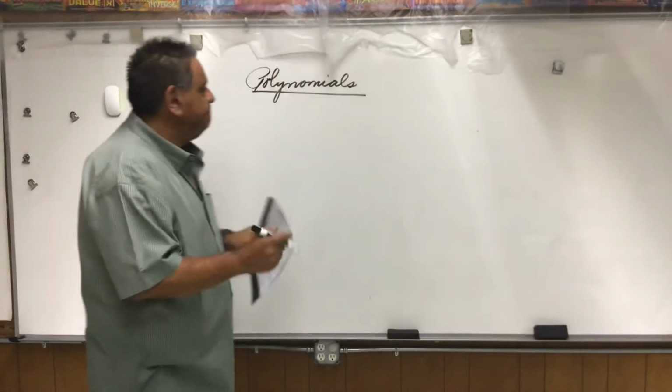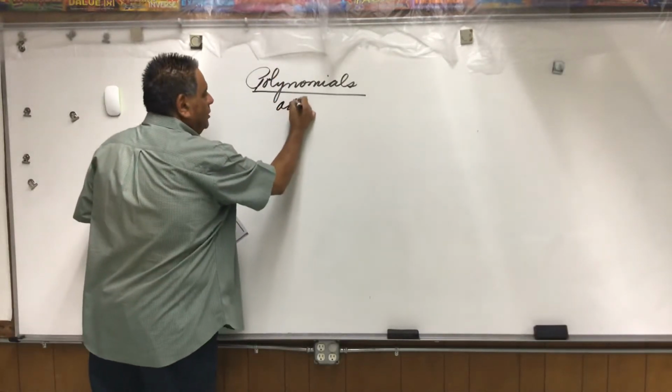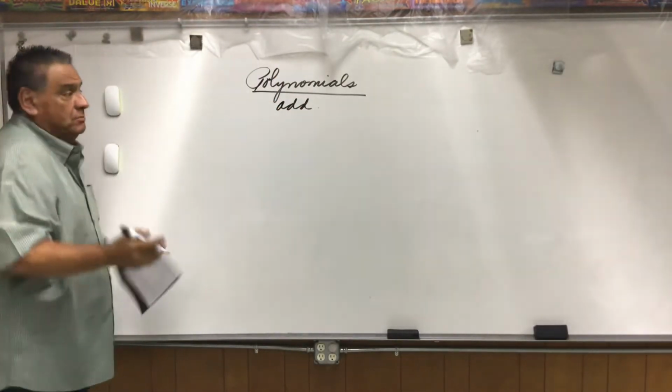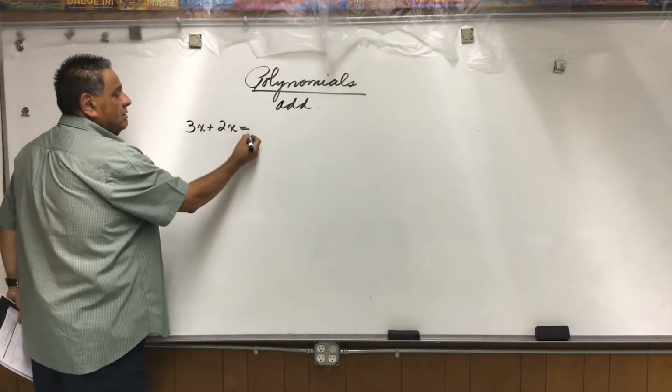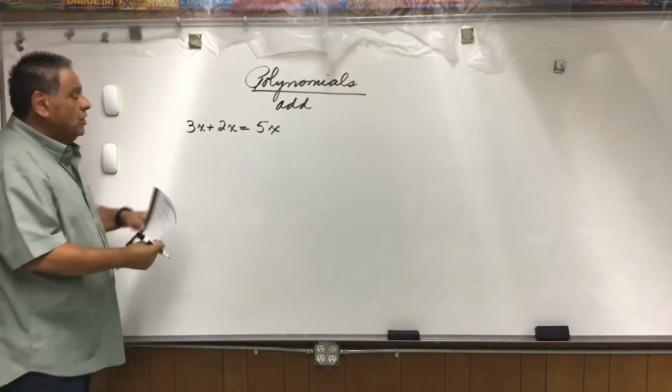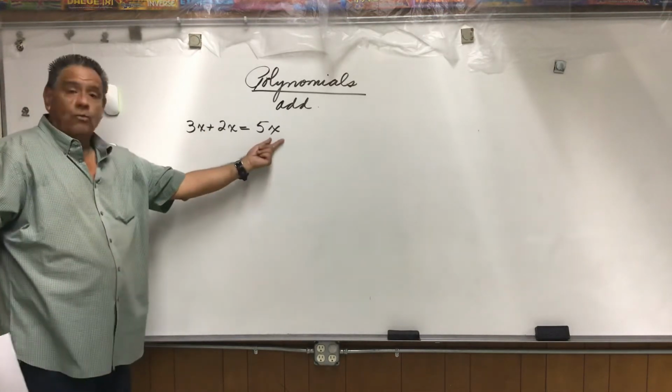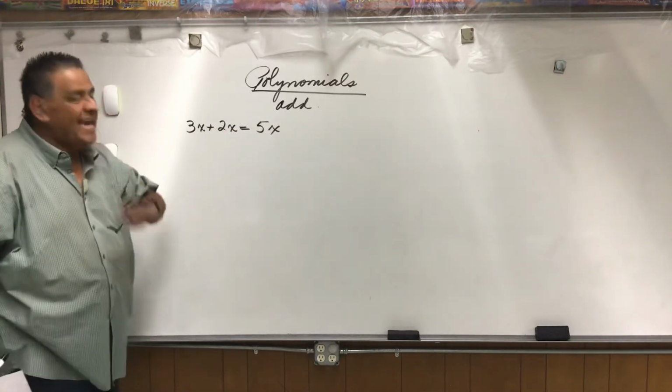This will be an easy lesson. So we're going to add our polynomials. All right, well, 3x plus 2x equals 5x, very good. We add the coefficients and bring the x over.